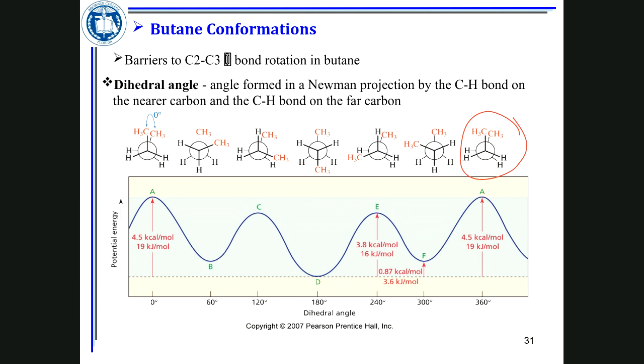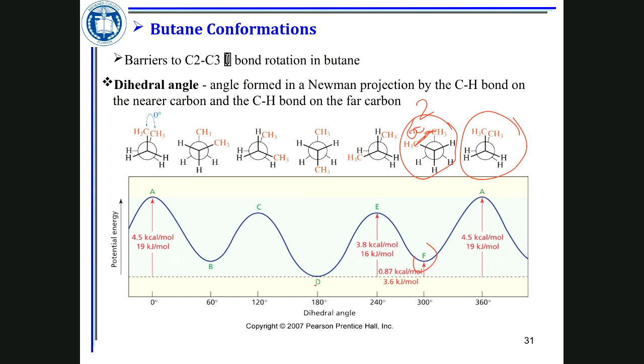So that would be A. This one? Structure 2. This would be F, because it's not covering, it is not eclipsed, but it's not as stable as D because the methyl groups are close to one another. The dihedral angle, not the bond angle, the dihedral angle between the methyl groups here is 60 degrees. So 2 would be F.